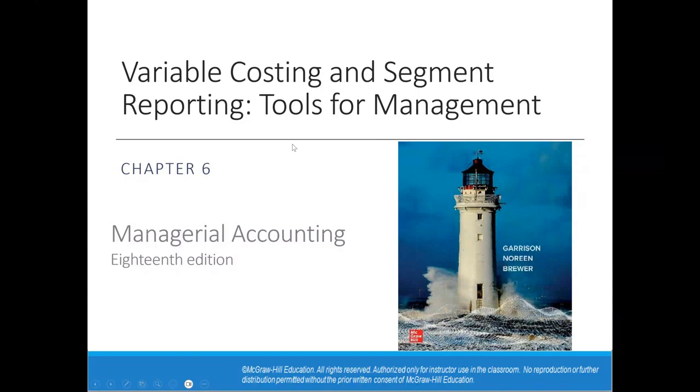Well, we're moving on to chapter 6, which involves variable costing and segment reporting tools for management. These are two separate issues that we're going to be covering. One of the important concepts for the first part to learn is that we are making products and determining the cost by having our variable cost plus our overhead, and that determines the cost per unit.